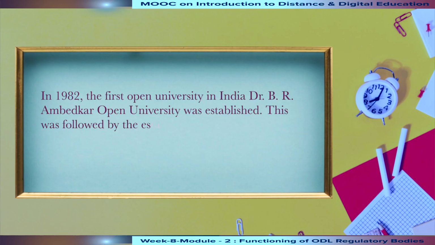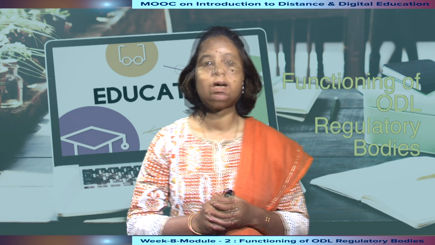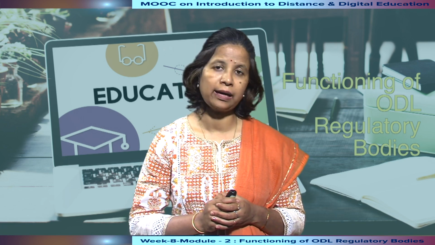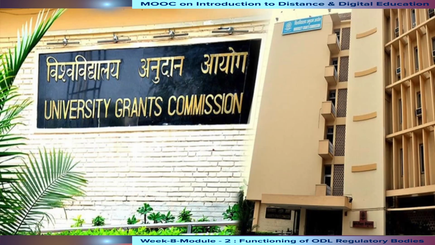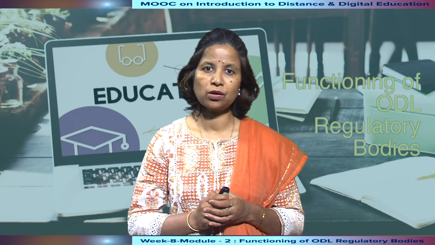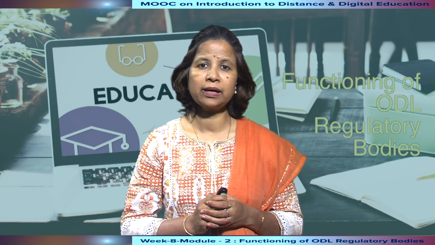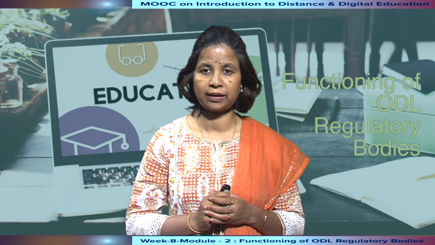In 1982, the first Open University in India, that is Dr. B.R. Ambedkar Open University, was established. This was followed by the establishment of Indira Gandhi National Open University at the national level in 1985. Although the statutory body regulating higher education in India is the University Grants Commission, the responsibility for promotion and coordination of open and distance learning was bestowed on IGNOU under the Indira Gandhi National Open University Act 1985.